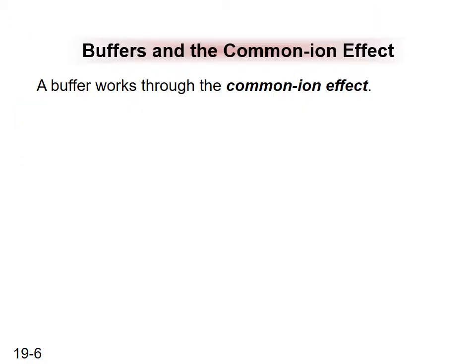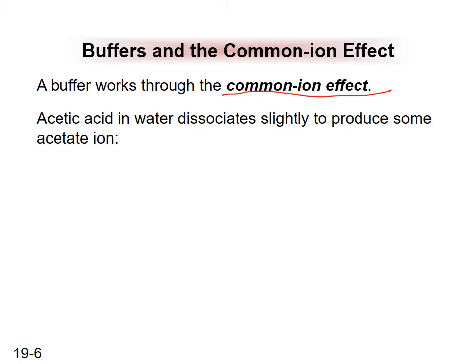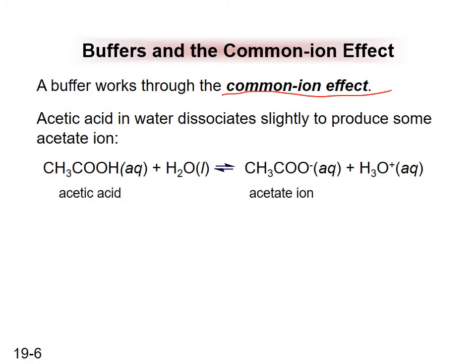In order to understand how a buffer works, first we need to explain the common ion effect. Let's use acetic acid as an example. Acetic acid dissolves in water and dissociates slightly to produce acetate ion. Here is the dissociation reaction. Acetic acid combined with water gives you the conjugate base, which is acetate anion, plus hydronium ion. This reaction goes only slightly towards the product because it's a weak acid. Ka is a small number.